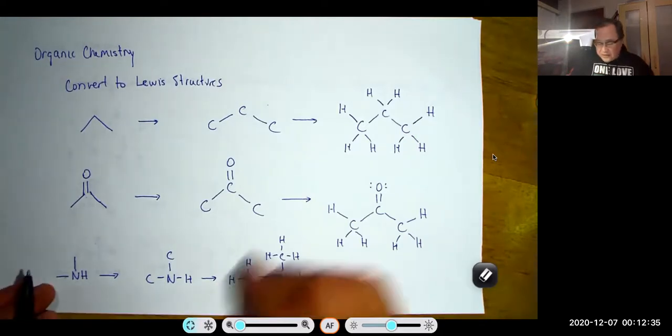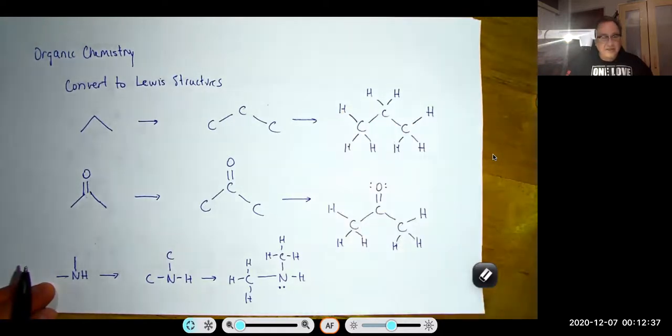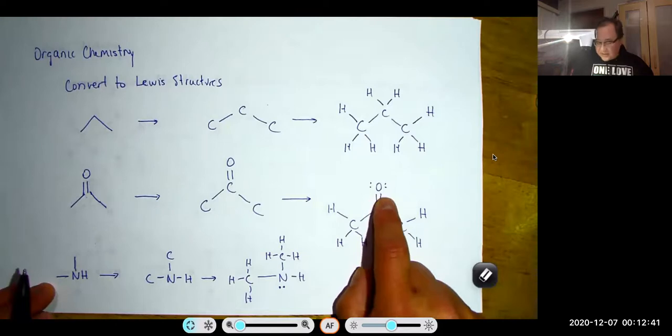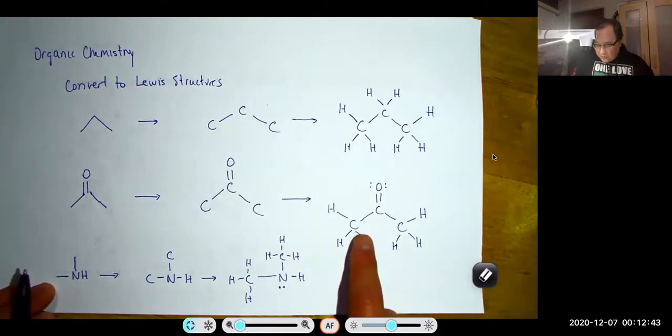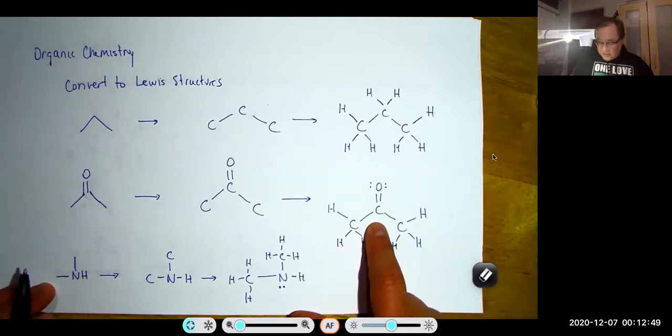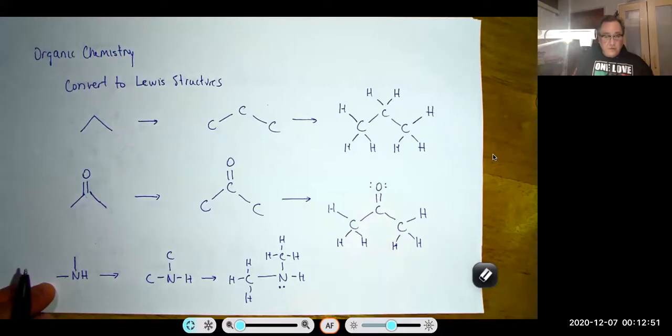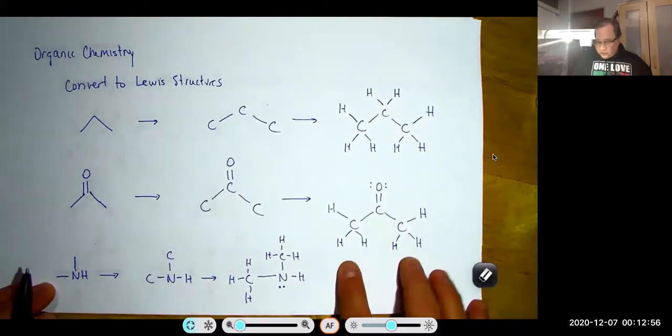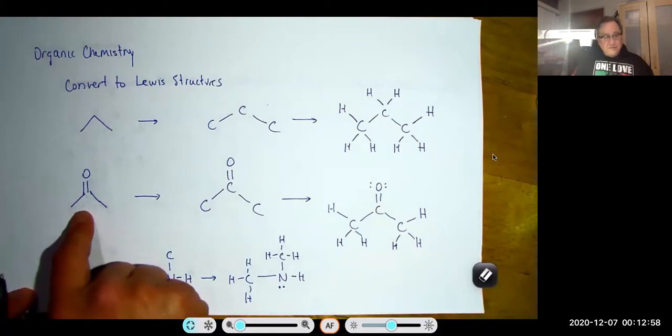You'll notice we didn't have to do that over here because each carbon has an octet. But here, this oxygen, we have to add 2 lone pairs to get an octet. And this carbon, we have to add 3 hydrogens to it to get 4 bonds. This carbon already has 4 bonds. A double bond and 2 singles are 4 bonds, right? And so here is the Lewis structure for this line drawing.